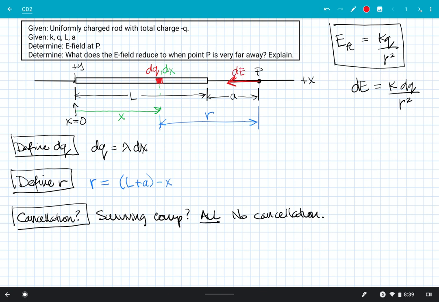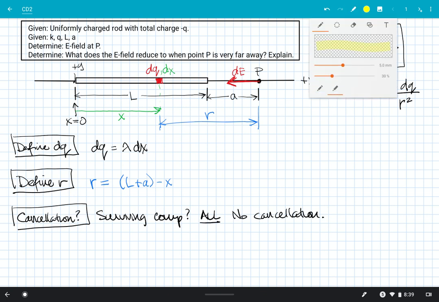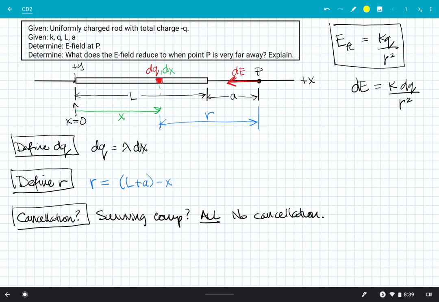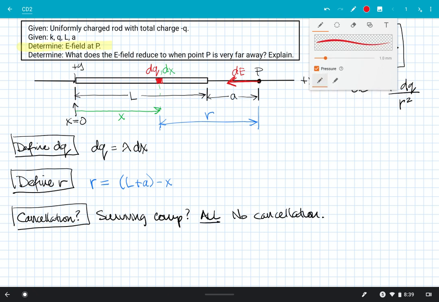Now in this problem, we are only interested in the electric field at point P. Nobody's asking us for the electric field at any other point. A common error when students are solving this is they draw in dEs at other places. For me, that's maybe missing what the problem is asking. The problem here is asking us to determine the electric field at P. We are not analyzing any other point in this problem.